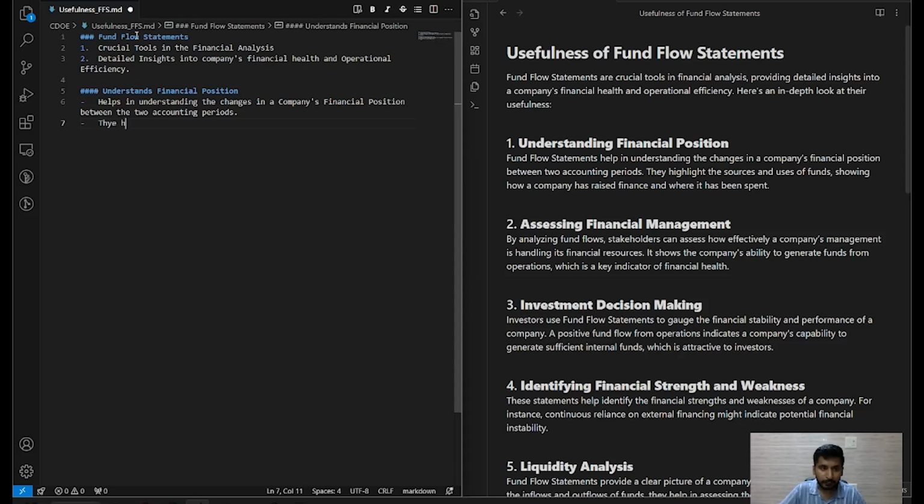They highlight the sources and the uses of the funds, which helps in showing how a company has raised the finance and where it has spent. So basically, it talks about the sources and the uses of the funds.